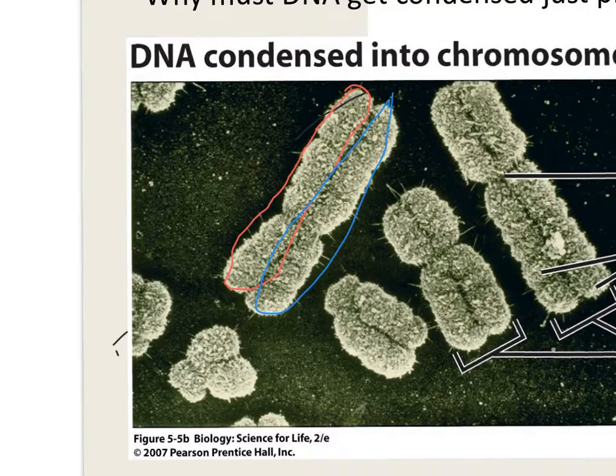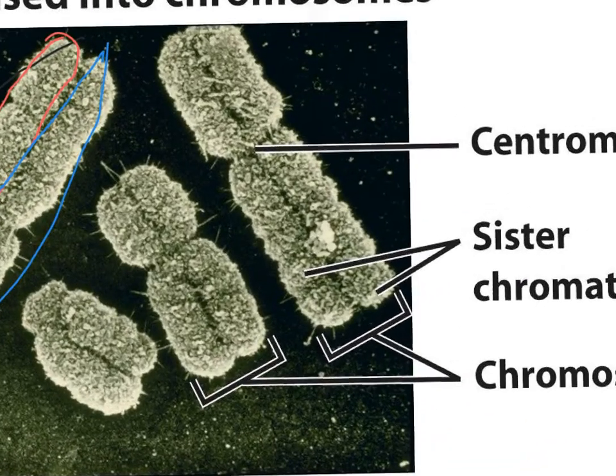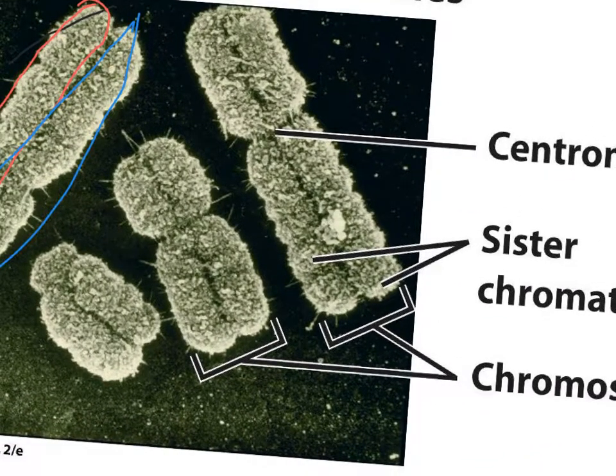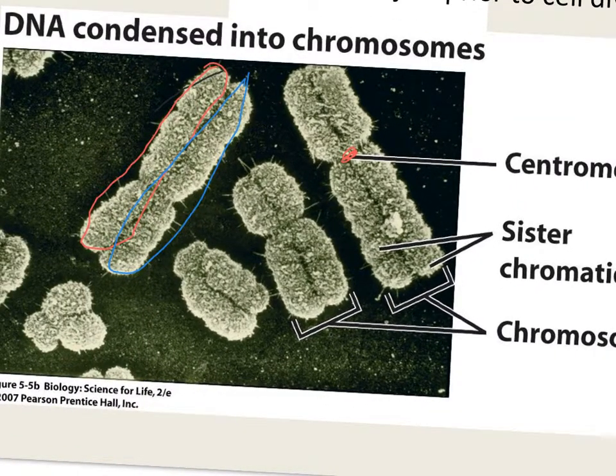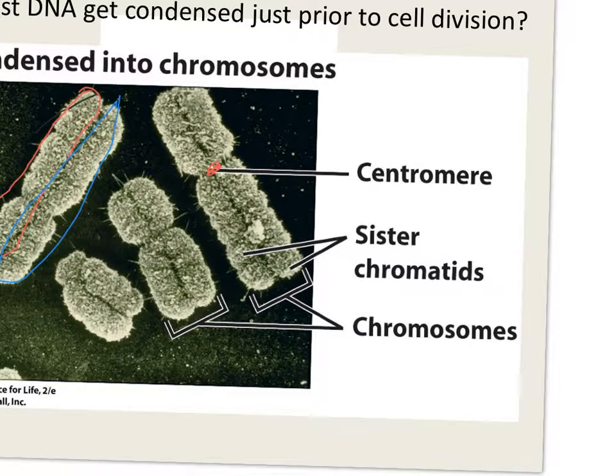And then there's certain things that are, so where they're actually attached, right here, it's called the centromere. Each of these chromosomes is a chromatid, sister chromatids, okay? So the full chromosome has a copy, one from mom, one from dad. And then each individual from mom or from dad is a sister chromatid.